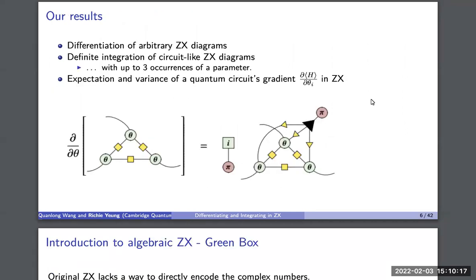So the main result of this paper is differentiation of arbitrary ZX diagrams. We also derive rules for how to integrate circuit-like ZX diagrams with up to 3 occurrences of a parameter. Using these sets of rules, we derive the expectation and variance of a quantum circuit's gradient within ZX calculus, as an example, to do the analysis of the Barren plateau phenomenon.